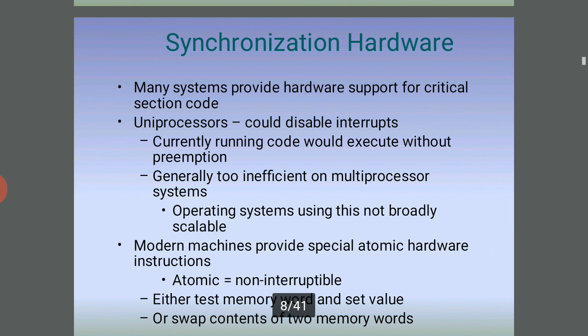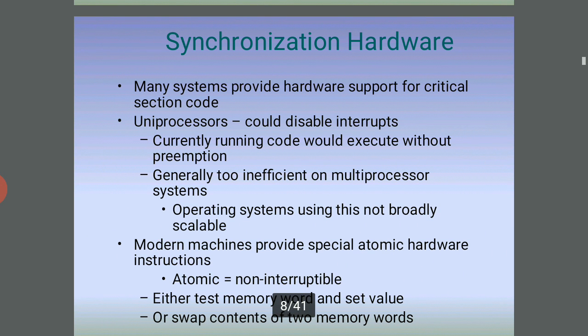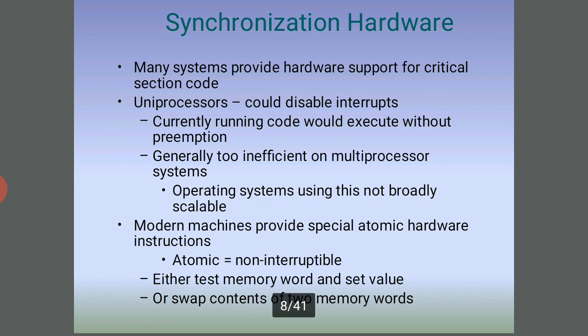Synchronization hardware. What is the relationship? Many systems provide hardware support for critical section code. The critical section is a very common problem created by every system, so many systems provide hardware support, and the critical section code is supported by the hardware in many systems.